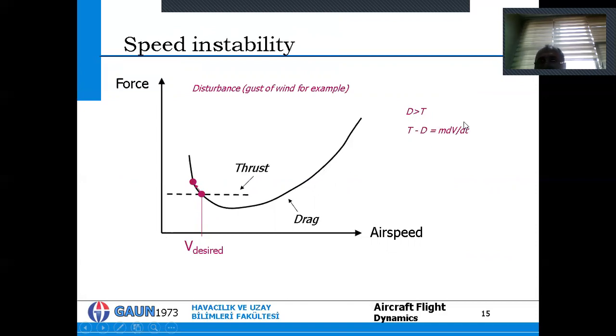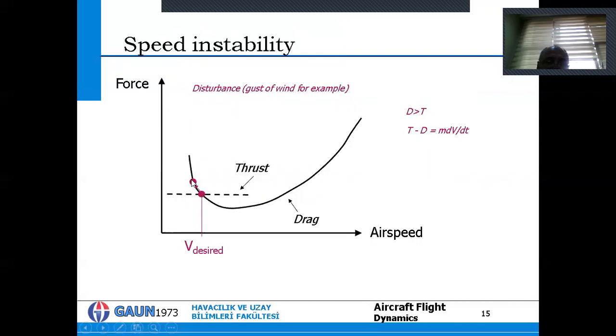Okay, so what does it mean? Let us go back to the equation of motion. We derived this a couple of weeks ago. Thrust minus the drag equals mass times acceleration. Now, when we have T minus D, this is a negative value, right? A negative value means that the acceleration has a negative value, which means deceleration. So the airplane will decelerate.